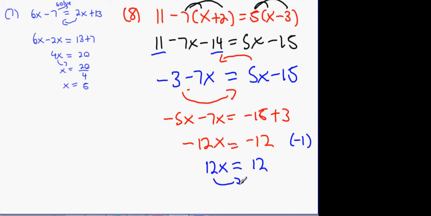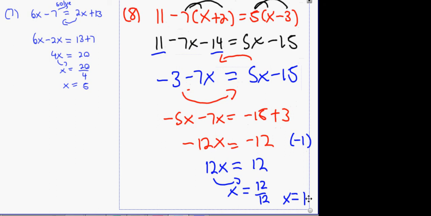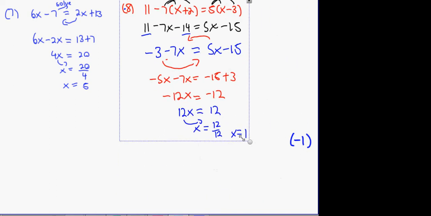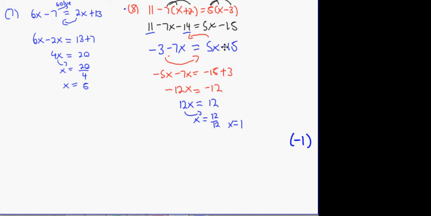Now bring the 12 down, as Connor said. Comes divide by 12. What's 12 divided by 12? 1. X equals 1. Okay. That's the next question there. This is question 8. Now, what about number 9? What is question 9?